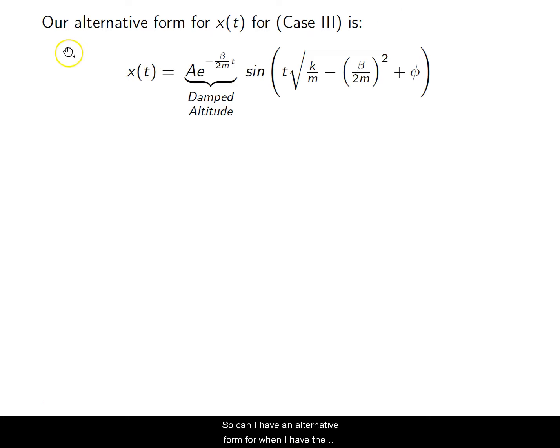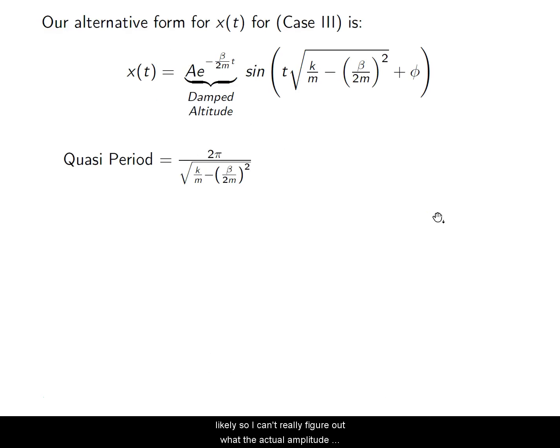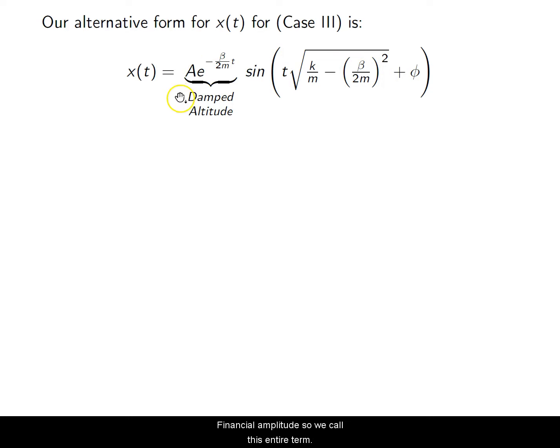Again, I have an alternative form for when I have the oscillatory form, the cosines and sines. Remember, C1 and C2 are going to be different most likely, so I can't really figure out what the actual amplitude is. So it's nice to be able to put it into a form where I can find the actual amplitude. We call this entire term here the damped amplitude. Not just the A is the amplitude, but this entire thing here, it's a function. It's our damping amplitude function. We have it in this phase shift form.